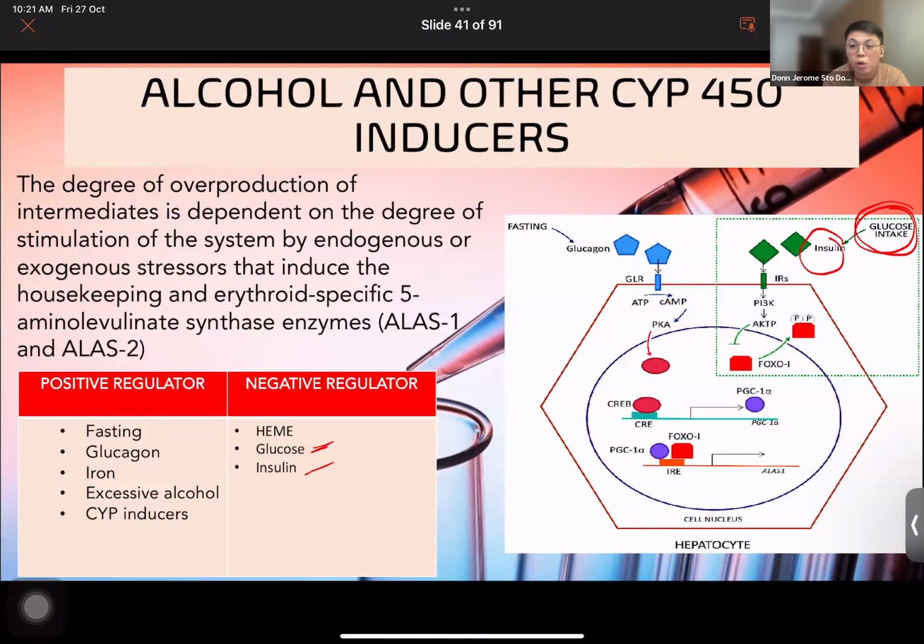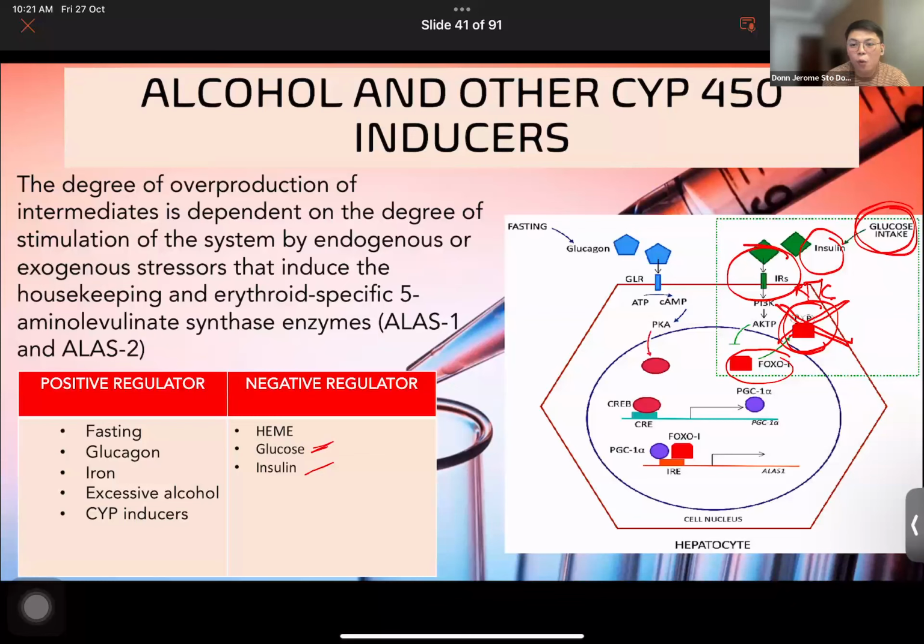Insulin, because we want to lower the blood glucose level to normal levels. It will bind to its receptor, the insulin receptor, which is a receptor tyrosine kinase, no? It's an RTK receptor. The end effect of activation of a receptor tyrosine kinase is phosphorylation of proteins. In this case, the one that's phosphorylated is your FOXO1. Nakita nyo, may phosphate. And phosphorylation of FOXO1 would render it inactive.